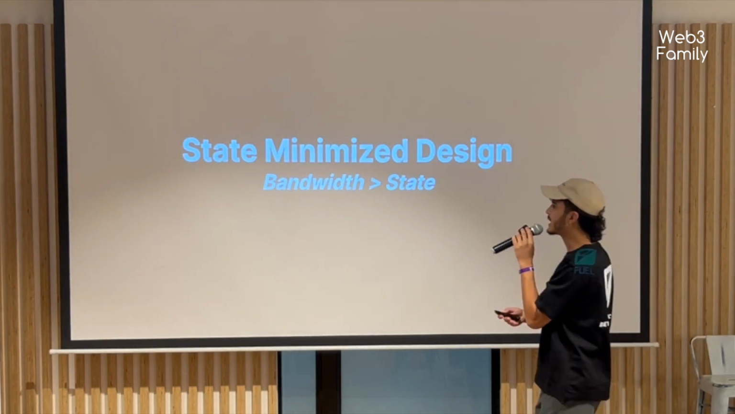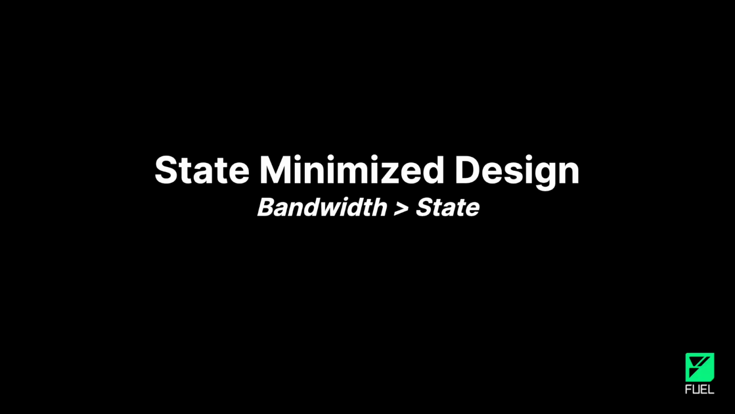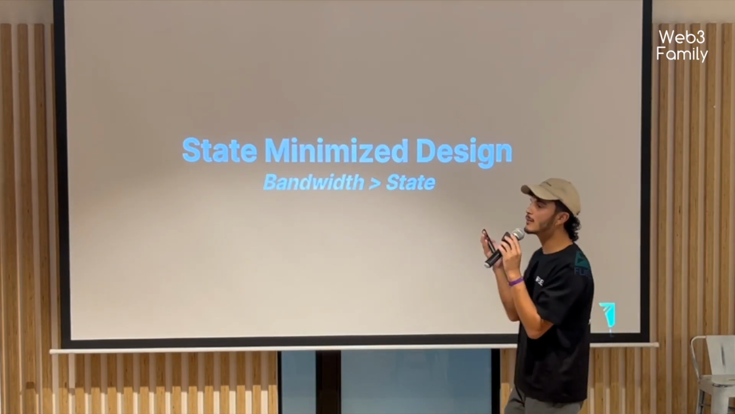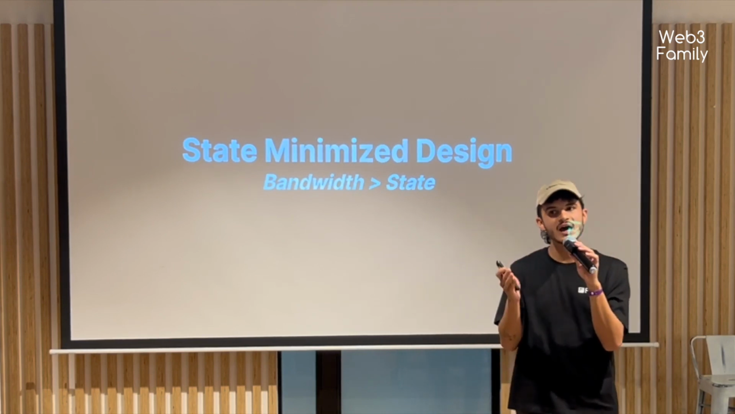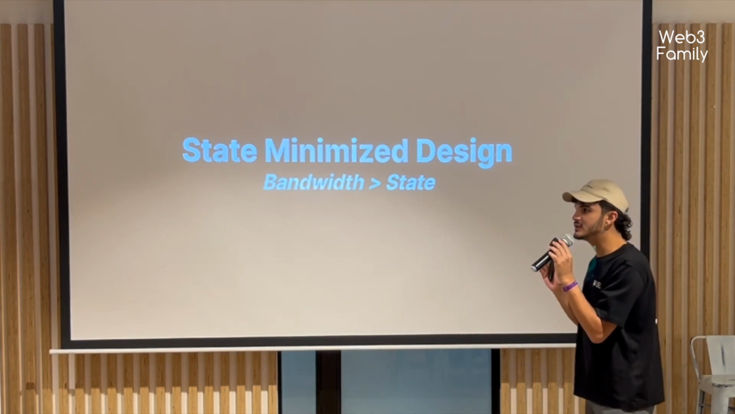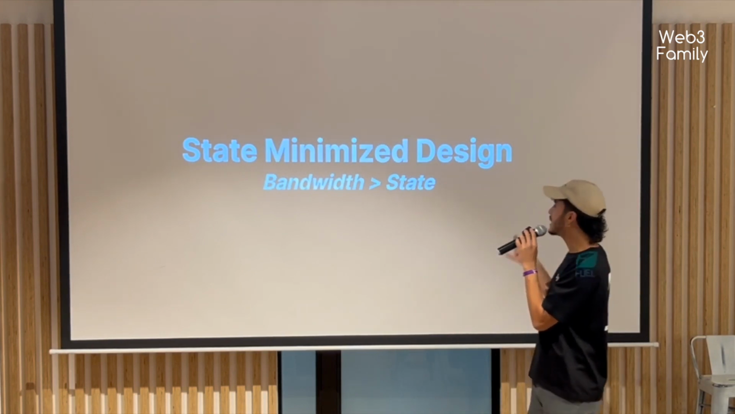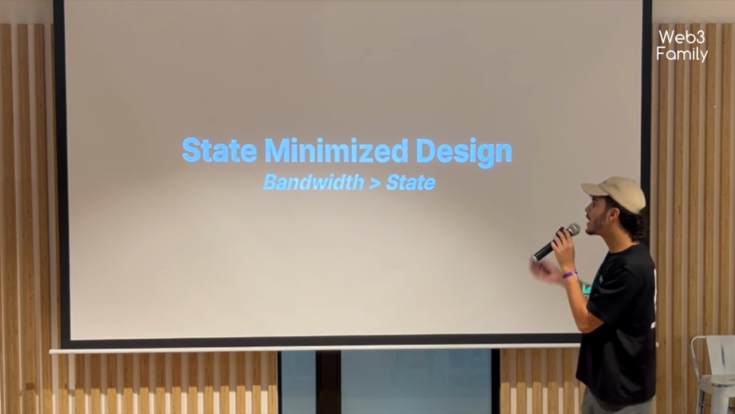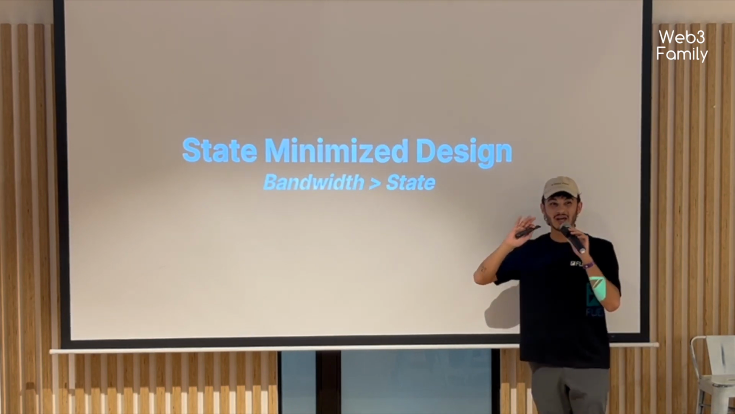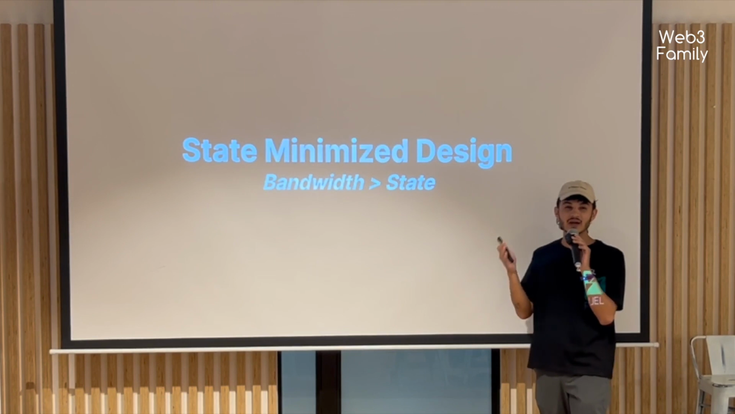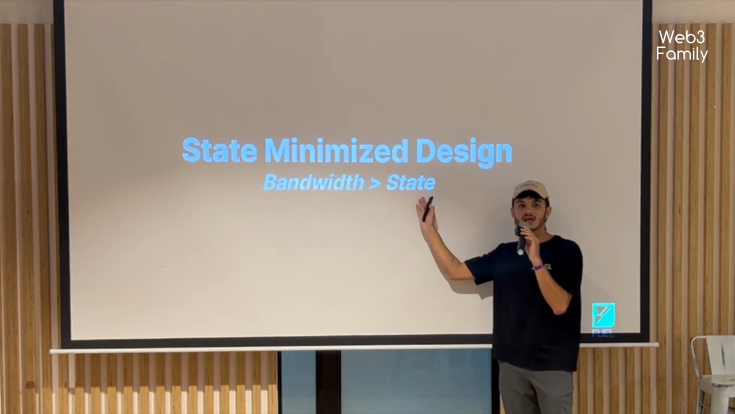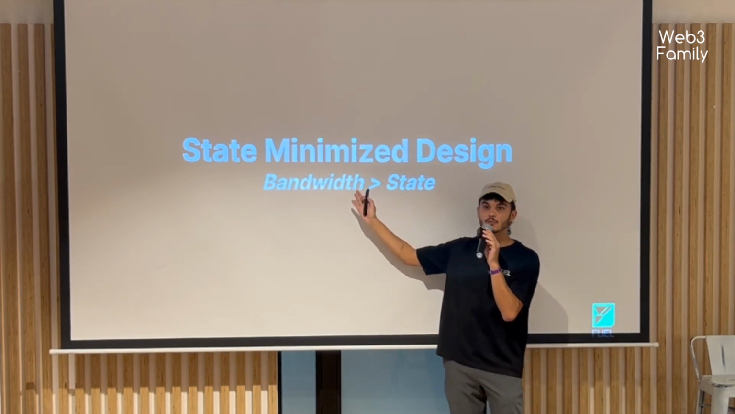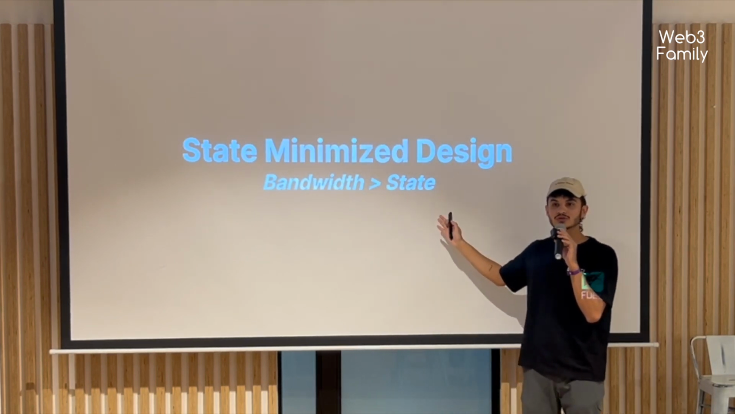So let's come back. We were talking about state bloat, we were talking about parallel execution, and we were talking about how UTXO might solve that. But in practical terms, the actual way of solving that is by using a state minimized design in our applications. Right now we have a network of applications in DeFi and so on, relying mostly on state for their transactions. This approach states that you should use more bandwidth in order to reuse the state.